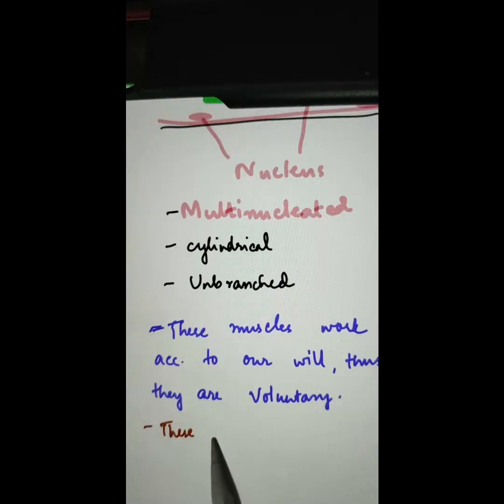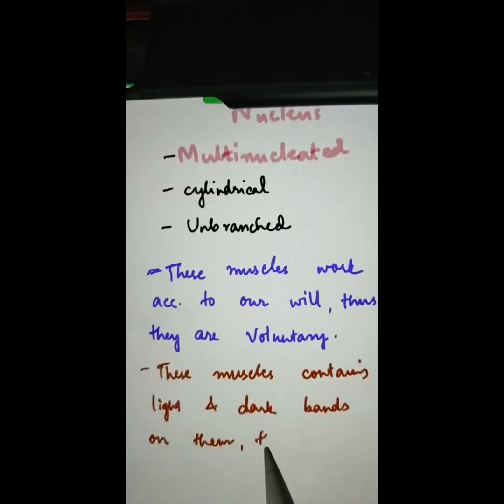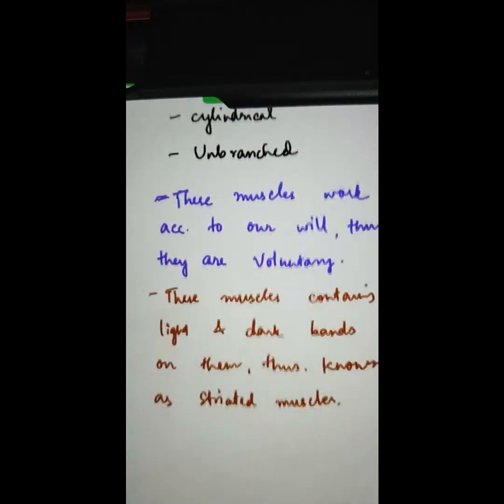These muscles contain light and dark bands on them, thus known as striated muscles. Why are we calling them striated muscles? You have seen a zebra. I hope everybody has seen the image. On the zebra body, we have black and white marks. Similarly, these muscles, somewhere they look light, somewhere they look dark because of the light and dark bands on them.